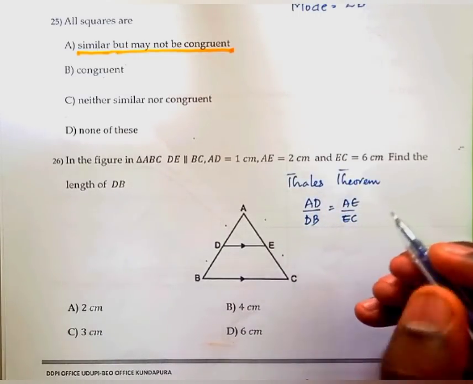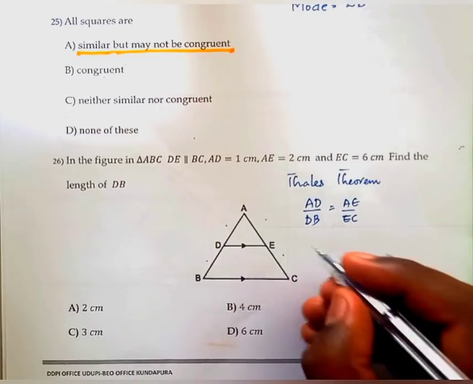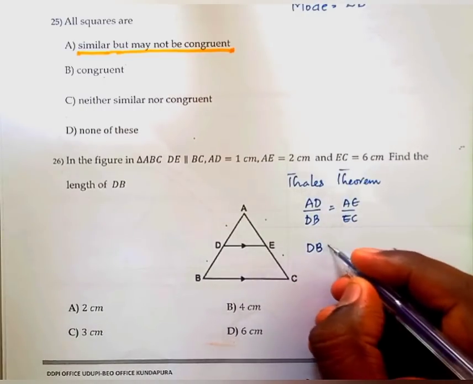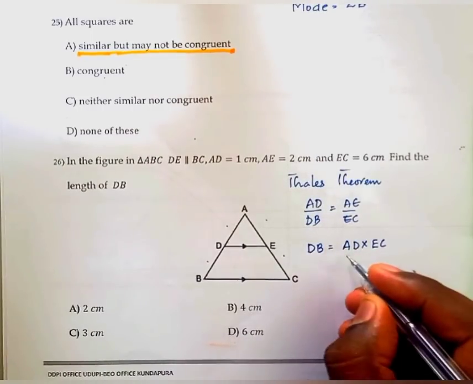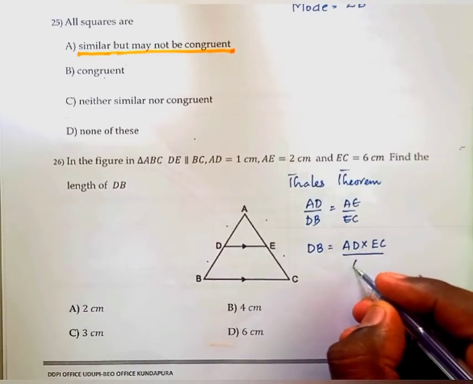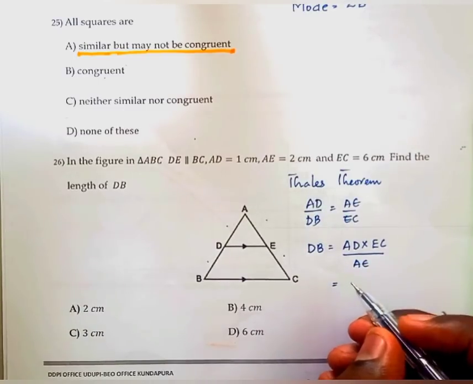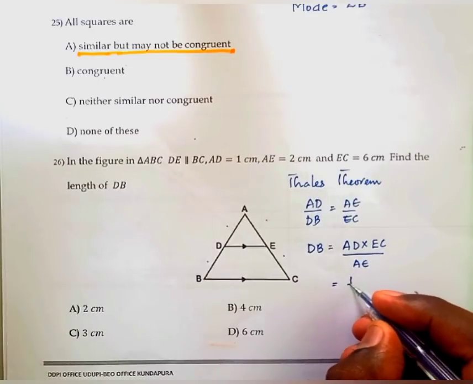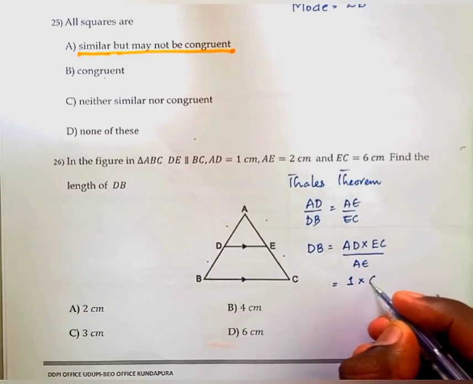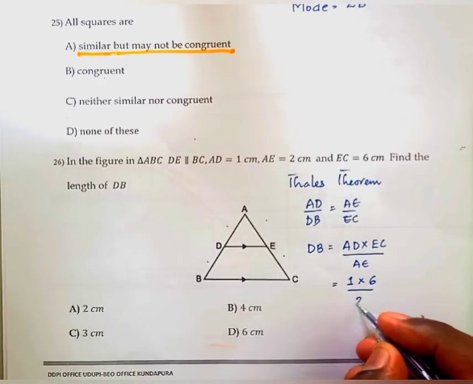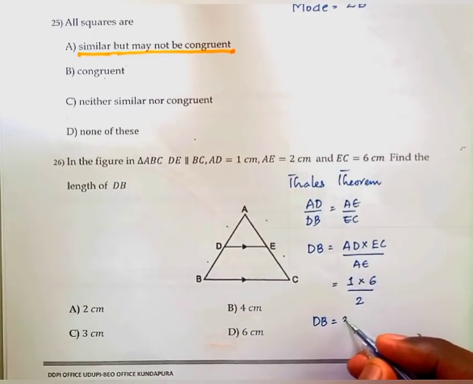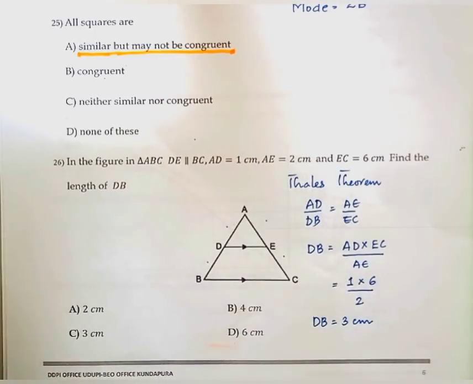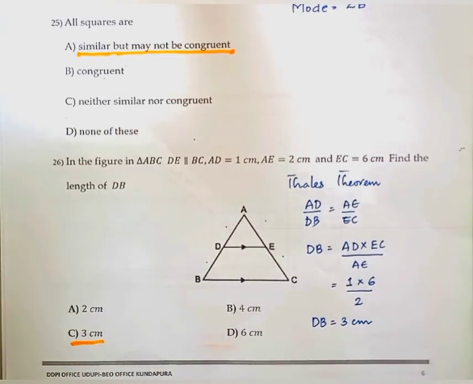Now we need to find out DB. DB equals AD into EC divided by AE. What is AD? AD is 1 centimeter. EC is 6, divided by AE, which is 2. 1 times 6 is 6. 6 divided by 2 is 3. Therefore DB equals 3 centimeter. The correct answer is option C, 3 centimeter.